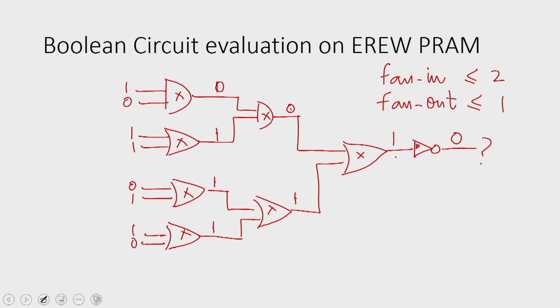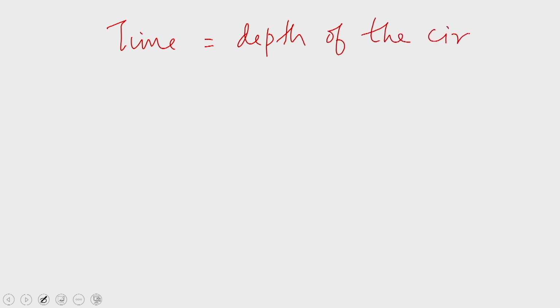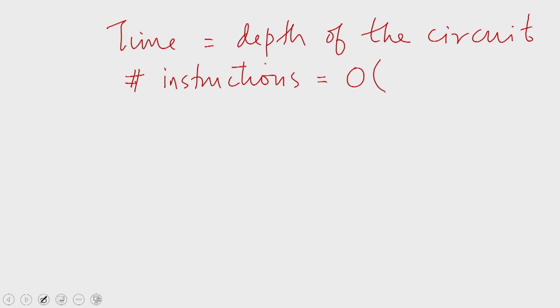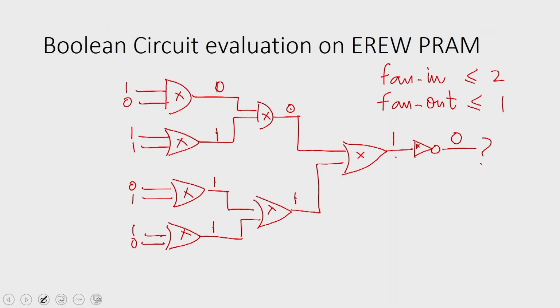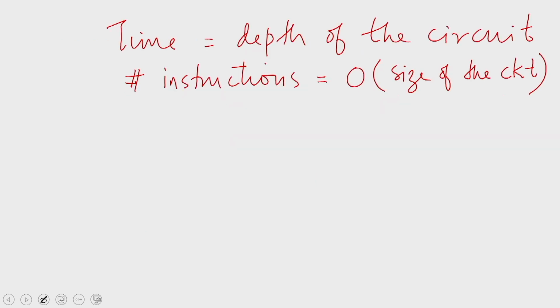So, in general, given a Boolean circuit on an ER-EW PRAM, we can evaluate the circuit in time that is equal to the depth of the circuit. But the total number of instructions executed is equal to the size of the circuit, which is the number of gates in the circuit. So, as you can see in the example we saw, the size of the circuit is much more than the depth of the circuit. The running time of our simulation is equal to the depth of the circuit, whereas the total number of instructions executed is of the order of the size of the circuit.